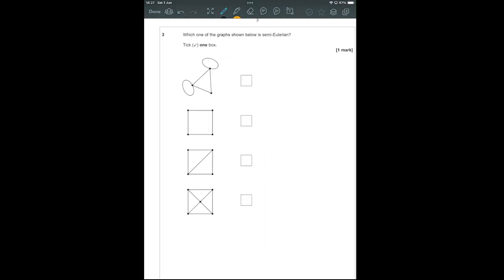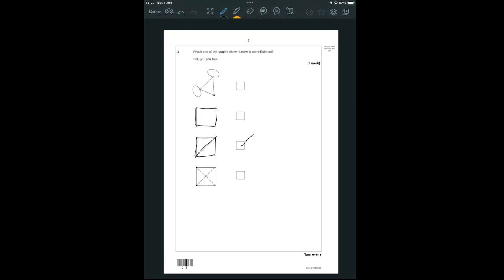Which of these is semi-Eulerian? So an Eulerian graph you can draw completely without lifting your pen or pencil. So that's Eulerian. A semi-Eulerian has to have a fixed starting point and a different starting point to end point, which is that one there. The condition being that there's exactly 2 odd vertices.